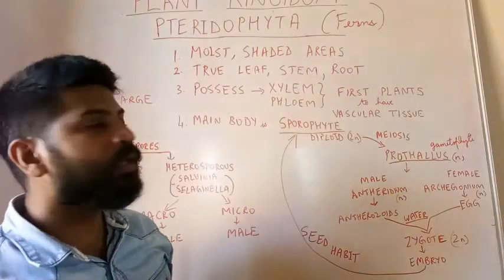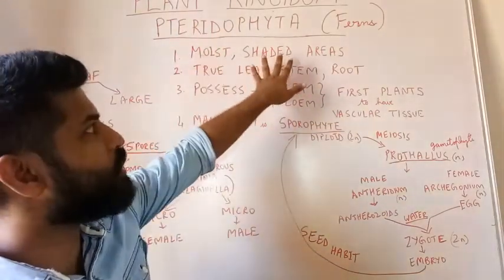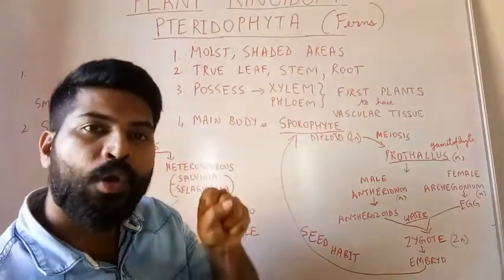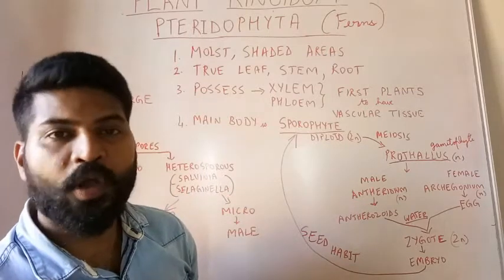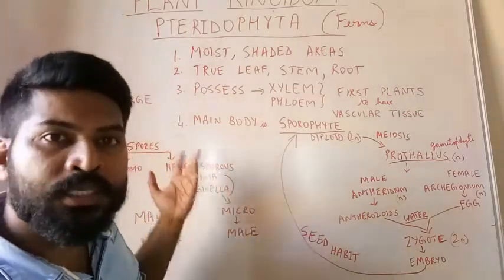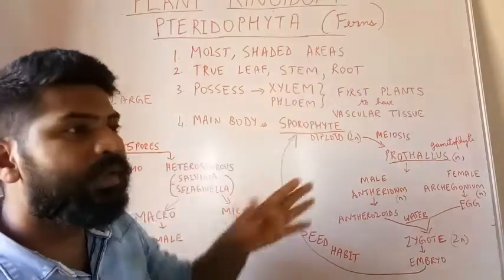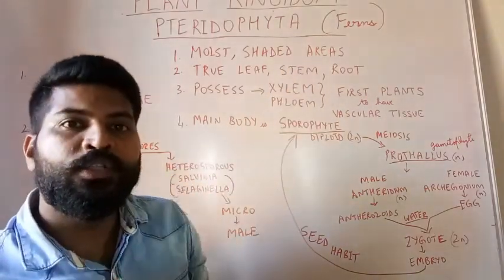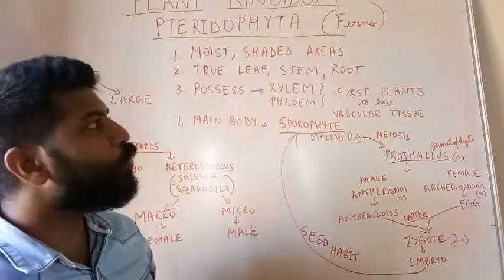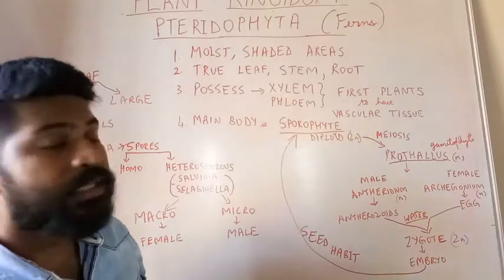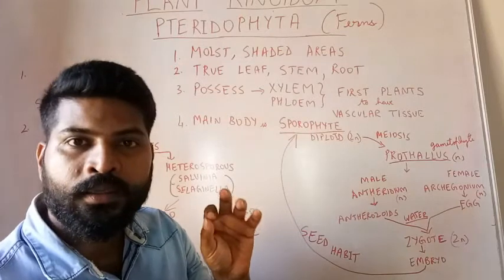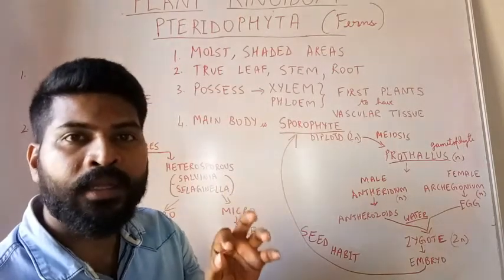Usually they are found growing in moist shaded areas. They like cool, damp, moist areas. Because of this specific requirement, as compared to the mosses, the ferns have a very narrow geographical habitat, so they are found in very few areas. These are the first plants to possess true root, stem and leaf.